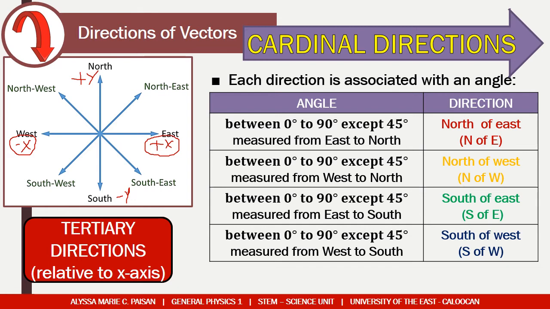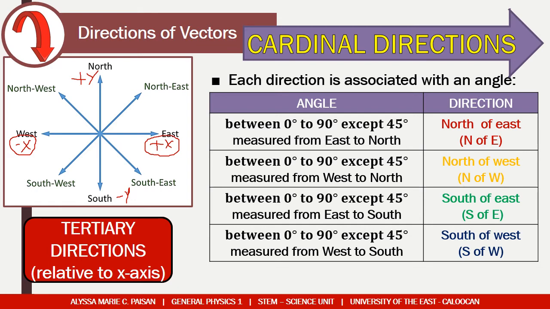So, anong pinagkaiba? The main difference, if you will see, if we say north of east, that's a direction with angles between 0 to 90 except 45. Okay? Anong ibig sabihin nun? The values of the angles must be 1 to 44 or 46 to 89. Okay? Doon siya, in between siya doon sa range ng angle na yun. Again, it should be 1 to 44 kasi except 45 nga. And then, 46 to 89.